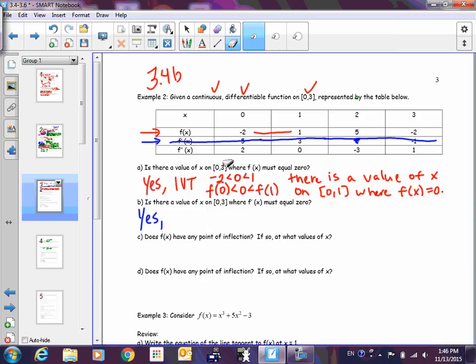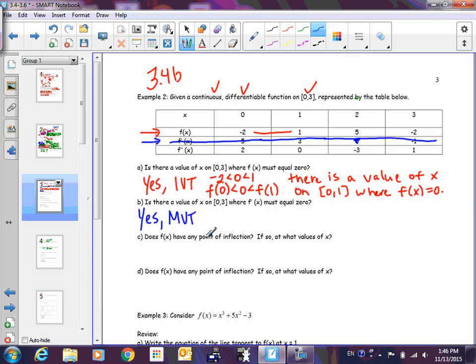I'll just wait. All right, you prepared? How can I just use the f of x row to prove this? And think about our other two theorems here. What are our other two theorems besides IVT? EVT, the extreme value theorem. That doesn't really matter here, I don't care about absolute max and min. So what's the other one?